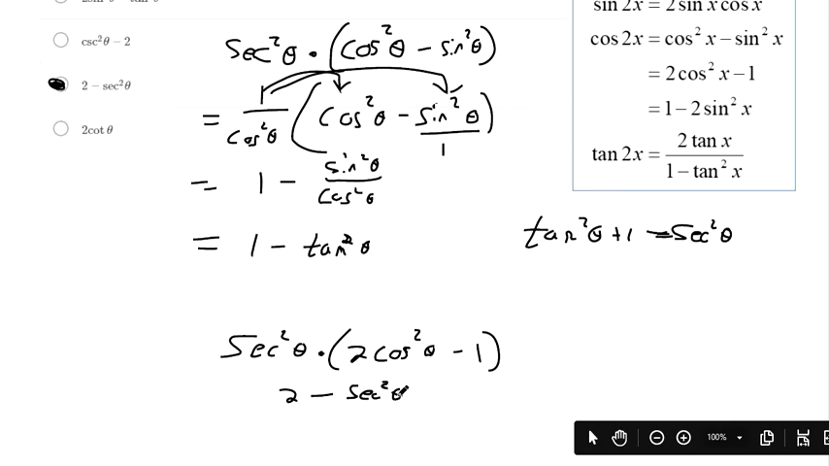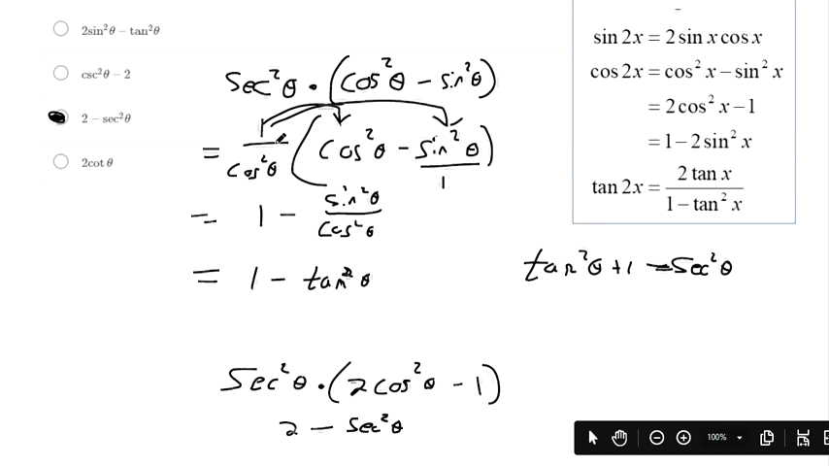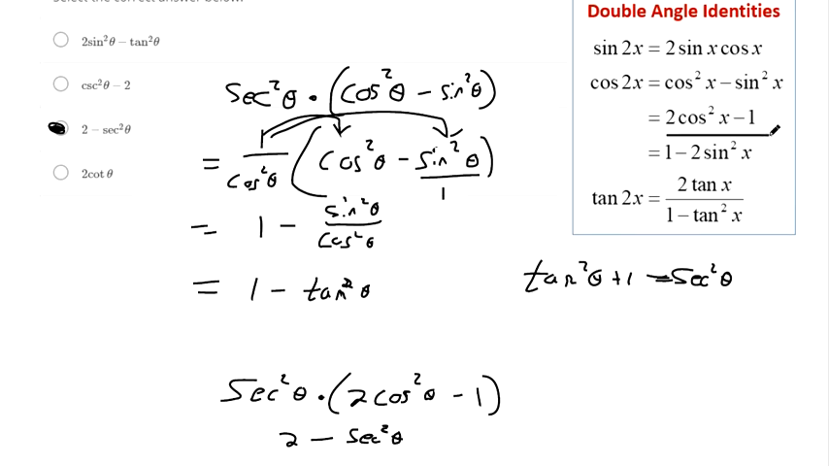Okay. If this is multiple select, we'd have to keep going, try out all the options and see if we can simplify. But we found it. When we use the second version of the cosine double angle identity, we got this one here.